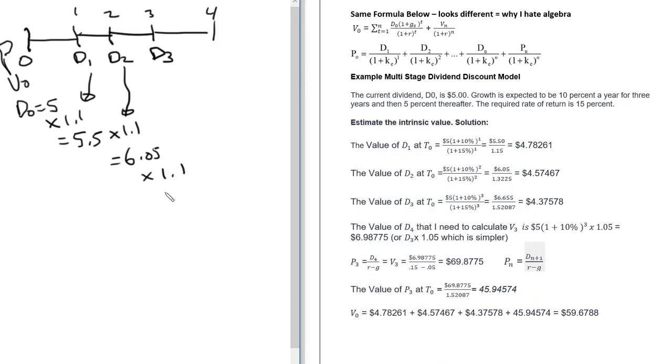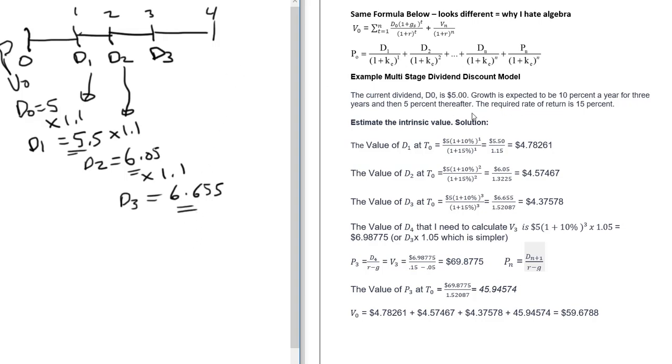I like to keep the decimals. D3 equals 6.655, and that's my D3. Okay, I can label it like this too. That's my D2, and that's my D1. Okay, D1, 5.5, D2, 6.05, D3, 6.65.